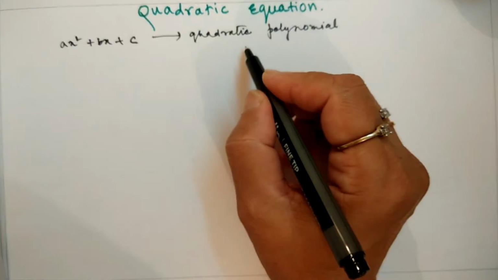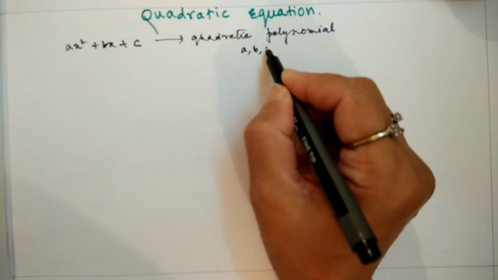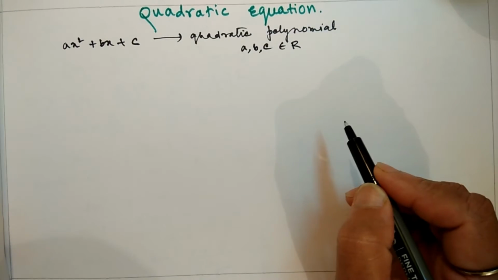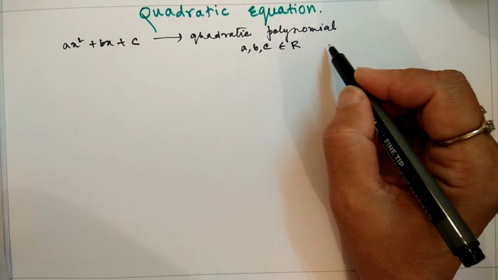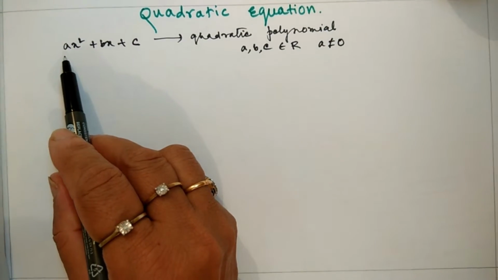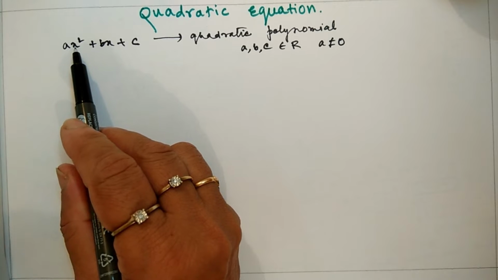Now here the condition is that a, b, c will not be imaginary, so they will belong to real numbers, and a is not equal to 0, because if a becomes 0 then this term will vanish and it will not remain a quadratic polynomial.